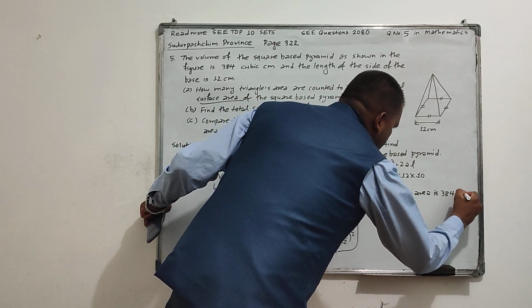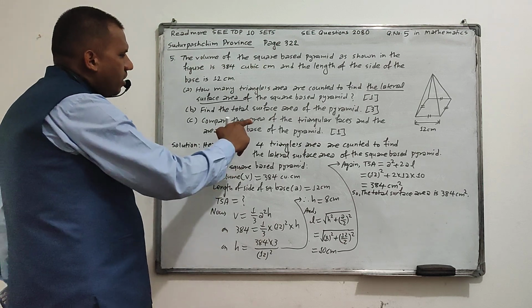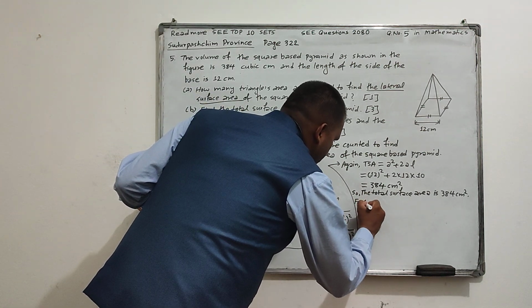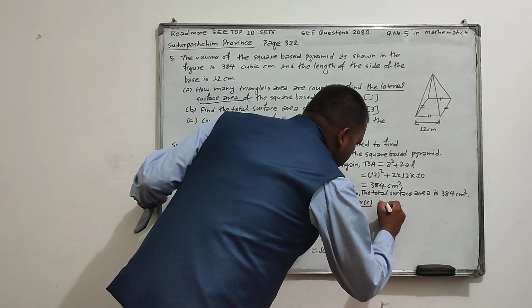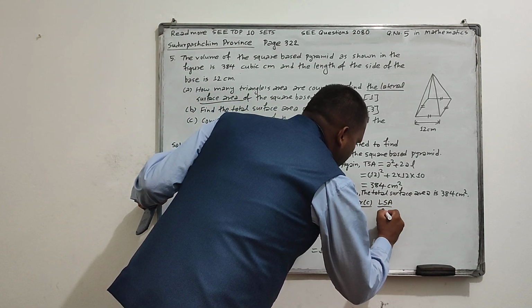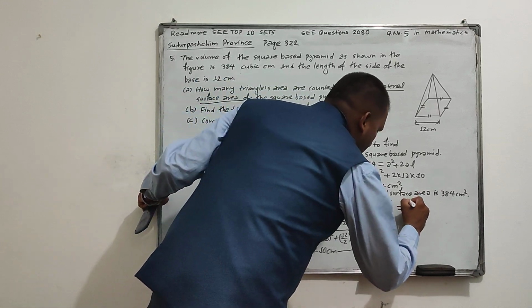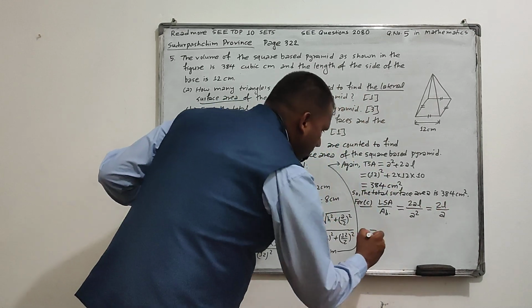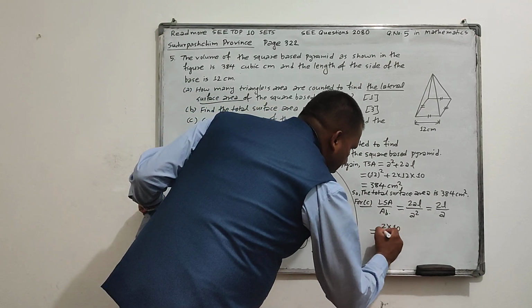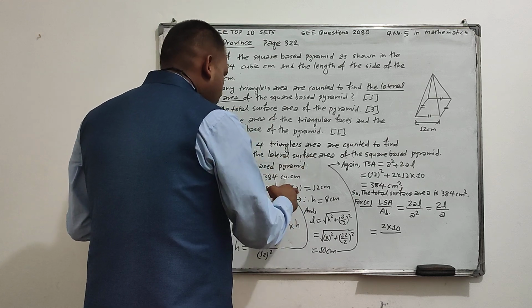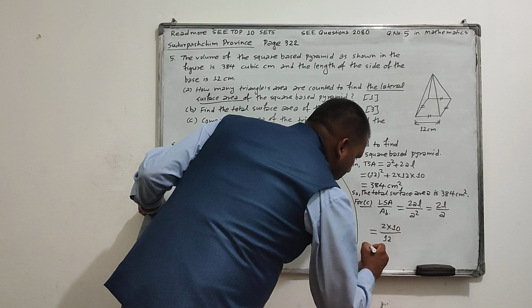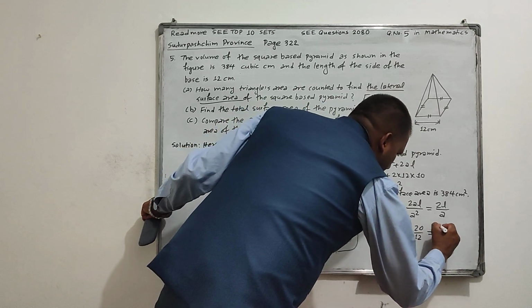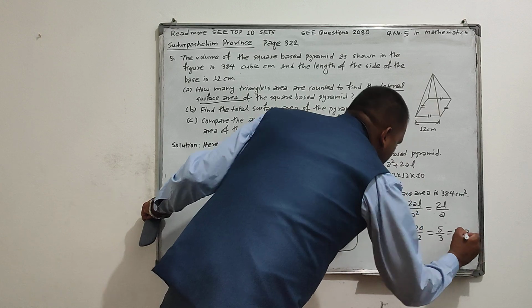is 384 centimeter square. Now on C, compare the area of triangular faces and the area of base of the pyramid. For C, area of triangular faces, that is LSA, upon area of base. LSA is 2al. Area of base is a square. This is equal to 2al upon a square, equal to 2 into slant height, 10, upon a, which is the length of side, 12. This is equal to 20 by 12, that is, 4 fives are 20, 4 threes are 12, so 5 is to 3.